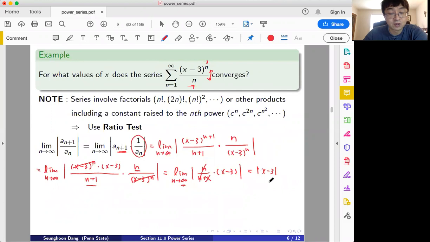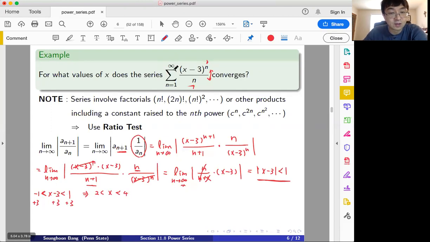So when do you have a convergent result? We have a convergent result when this value is less than 1. So we solve this: the absolute value of x minus 3 is less than 1. So x minus 3 is between minus 1 and 1. You can just split it like this. You add 3 to each side. So what's that? We have 2 to 4.